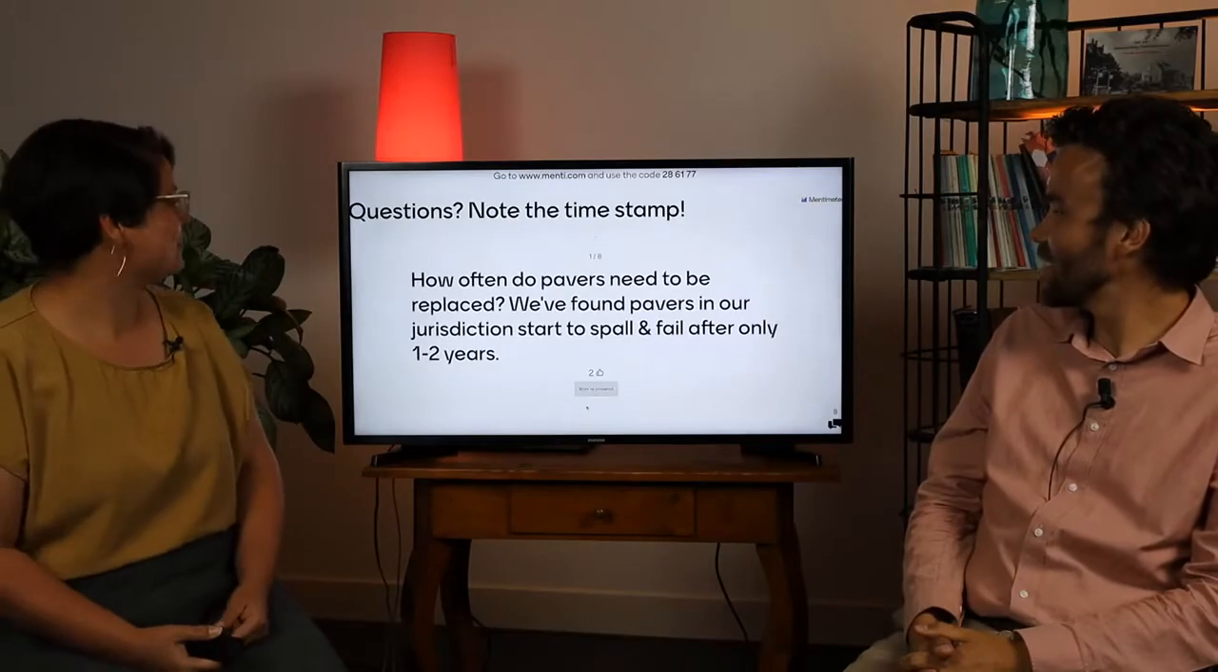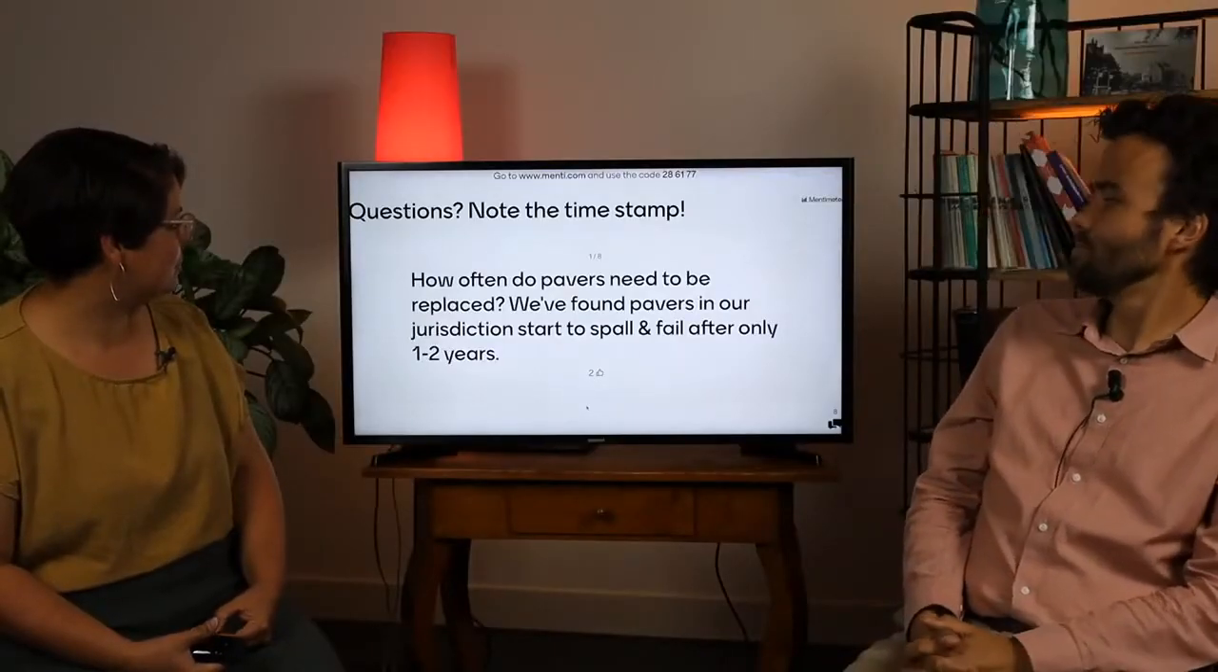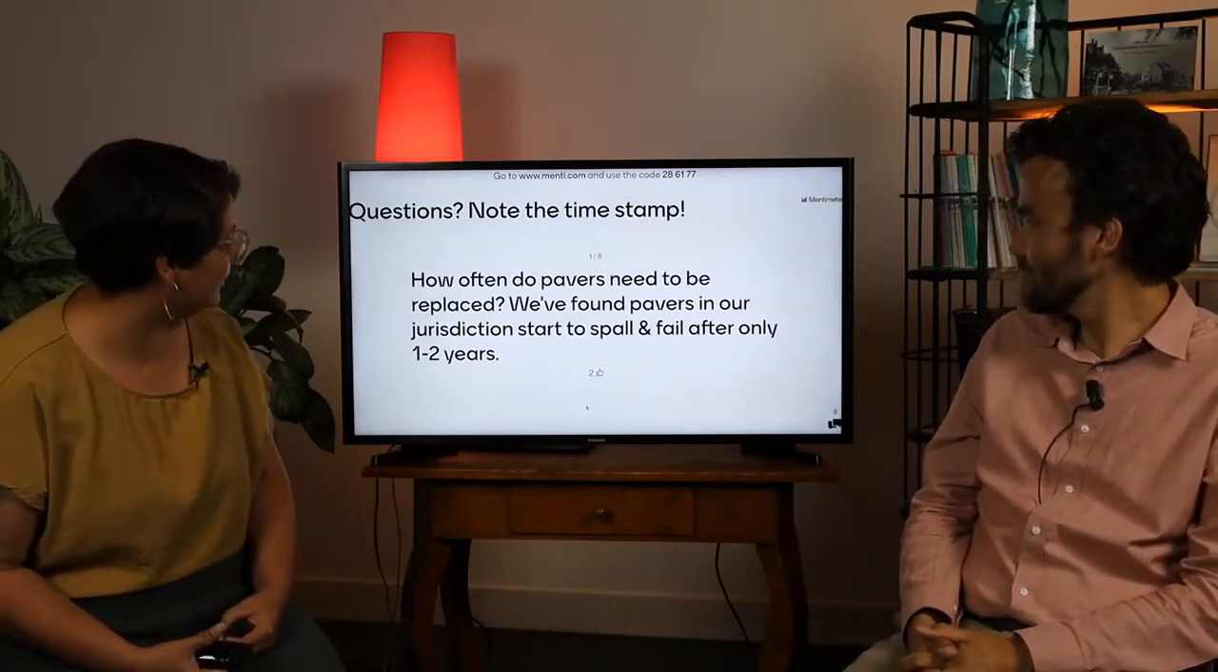There we go. So how often do pavers need to be replaced? In our jurisdiction, they start to spall and fail after only 1 to 2 years. Well, I see a business opportunity. I think Dutch pavers last about 30 or 50 years. If they start to wear on the top, you just flip them over and use the bottom. They can last for a long time. We also have freezing conditions, and even within freezing conditions, they last for a long time. They're baked clay bricks. So if you can send us an email, we'll put you in touch with some Dutch producers of bricks, and they can sort you out.